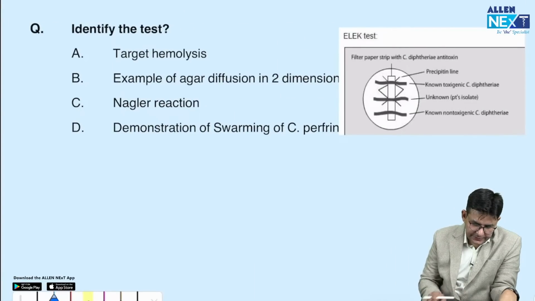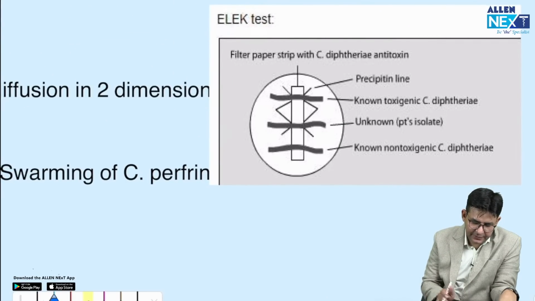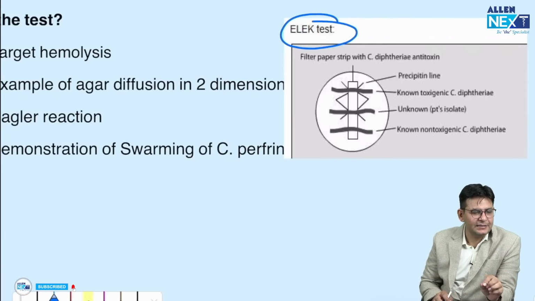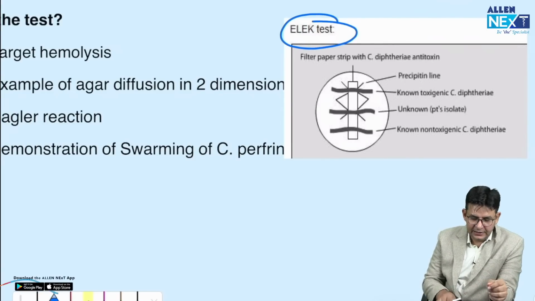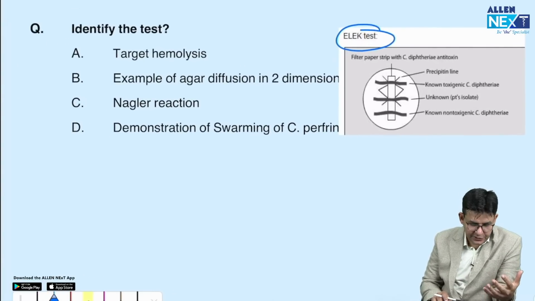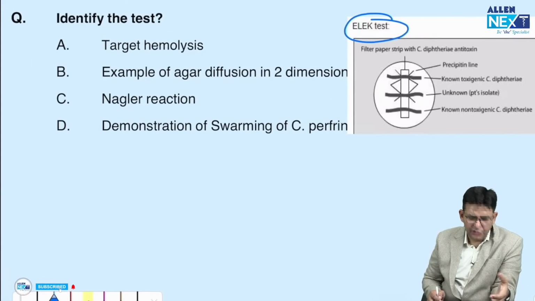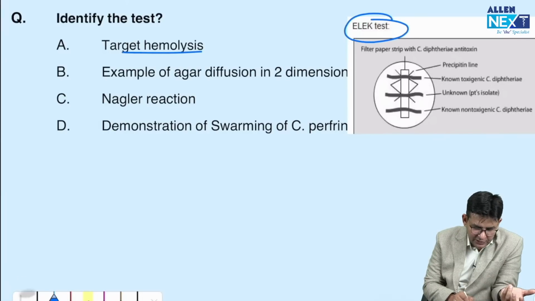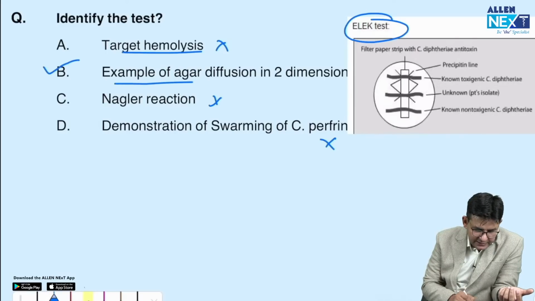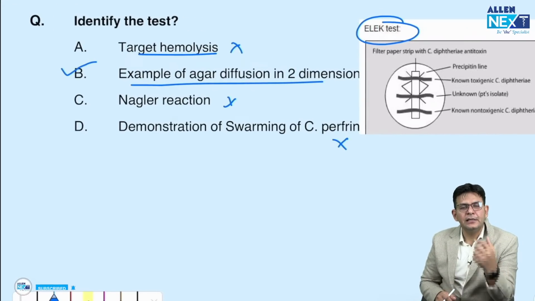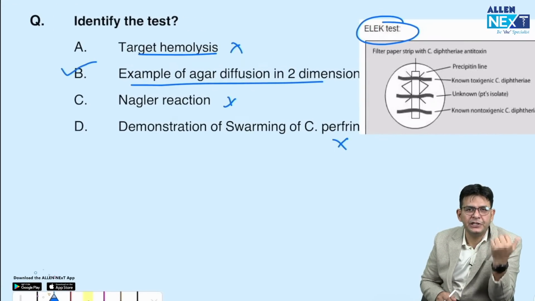Now coming to this. See this particular picture and tell me, obviously it's written there itself, which test I am talking about, the Elek test. So my question for you is, this particular test is done for which bacteria first of all, and out of these particular ones, which should be the answer? Obviously this is not the answer, this is not the swarming of it. So obviously the answer is this. This is agar diffusion in 2 dimensions. So guys, this is the Elek gel precipitation test, which is not done nowadays, but definitely can be asked.